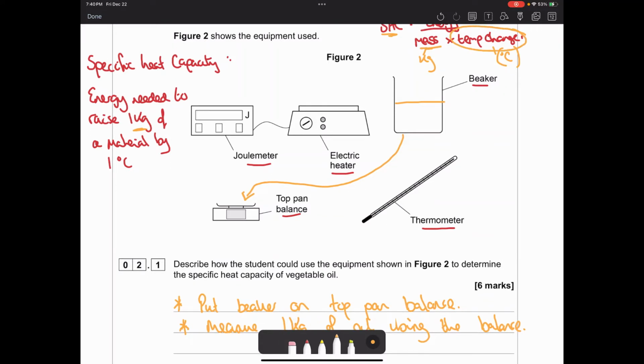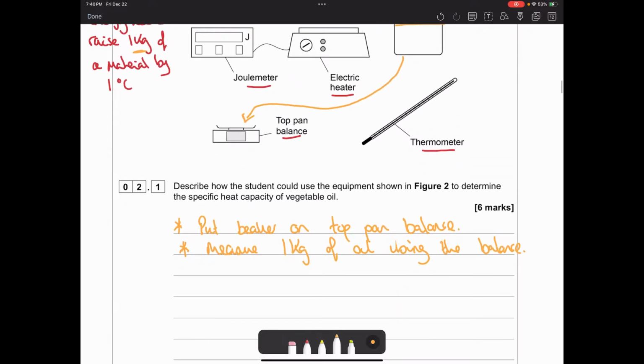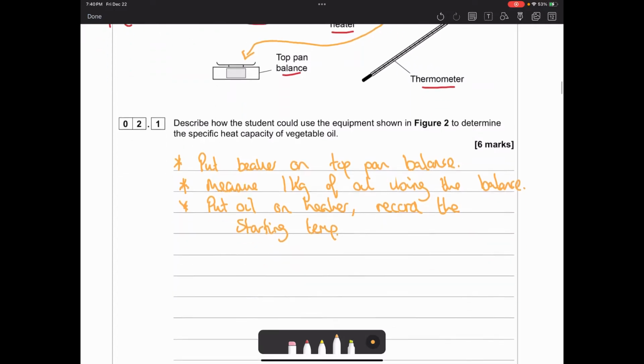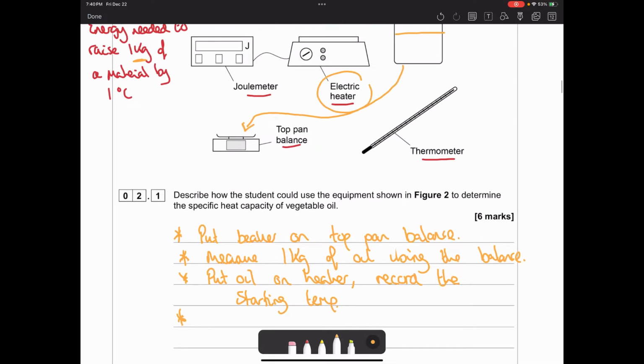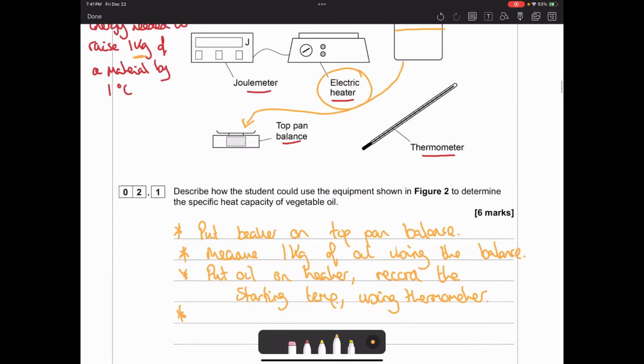You've then got to know the temperature change. So what I would then do is put the oil on the heater and record the starting temperature. Okay, so record the starting temperature of the oil. You would then use your electric heater to heat the oil. Sorry, I missed off one thing. Recording the starting temp using the thermometer. Try and make sure you record and use every piece of equipment they give you.